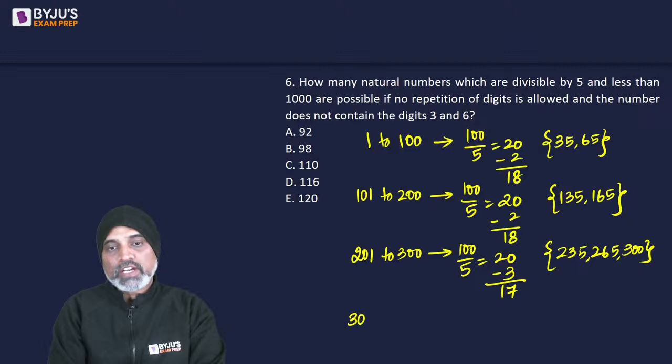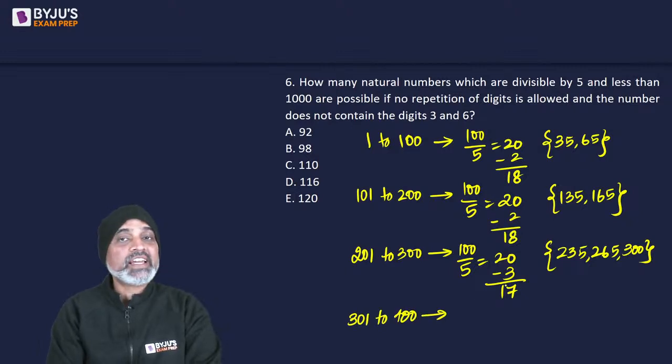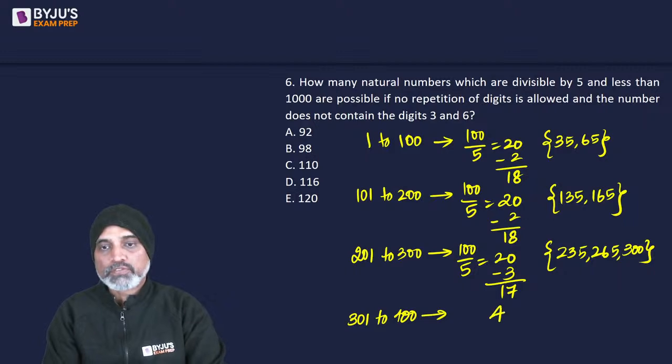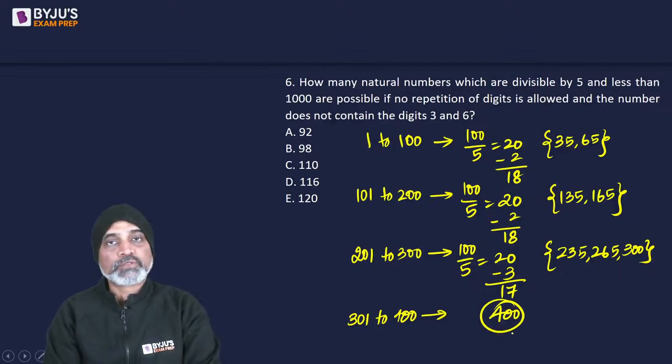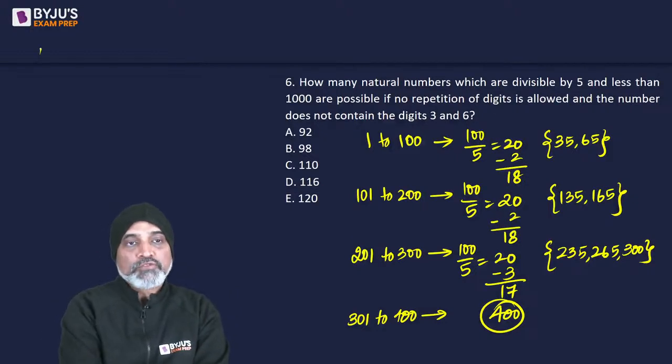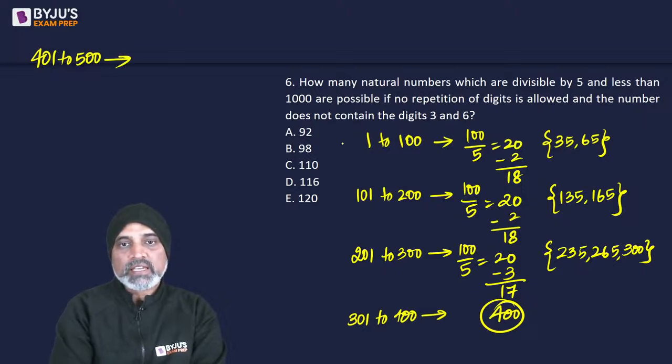If we talk about the values from 301 to 400, now we can't take all 20 numbers. We can only take one number, which is 400, which is in the table of 5, because every other number will have a 3 at the beginning. Same thing if I do from 401 to 500, you will realize that it is the same as the pattern that we saw in the first two, which will have 18.